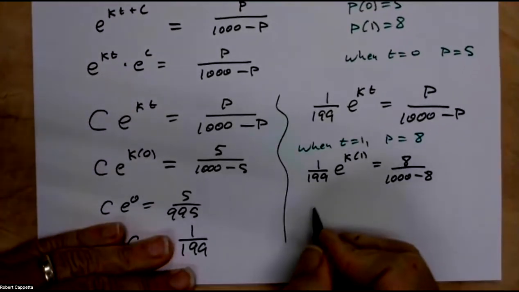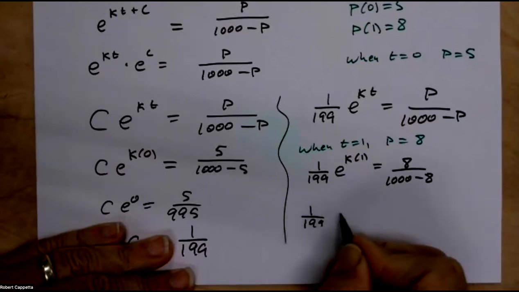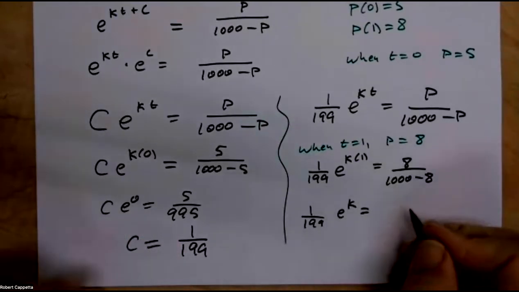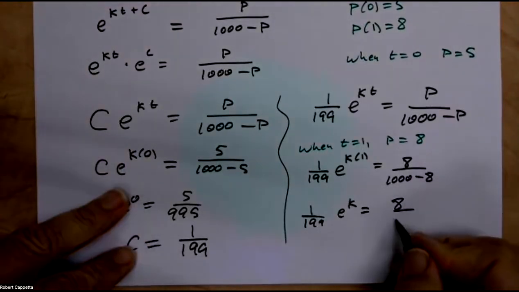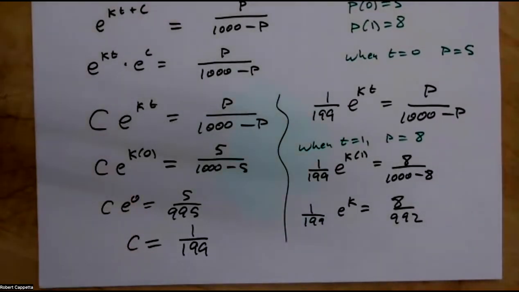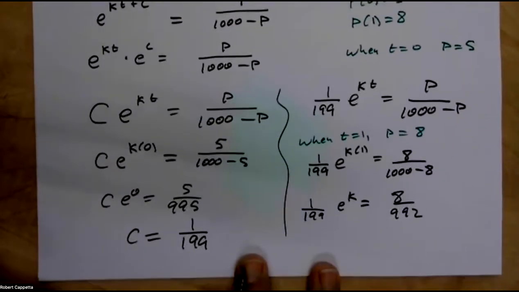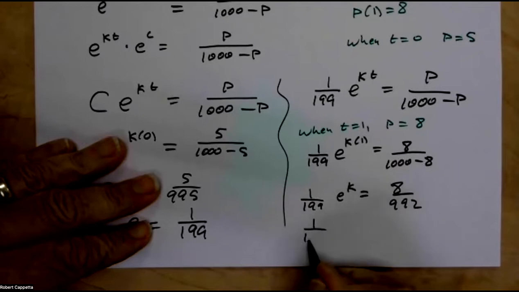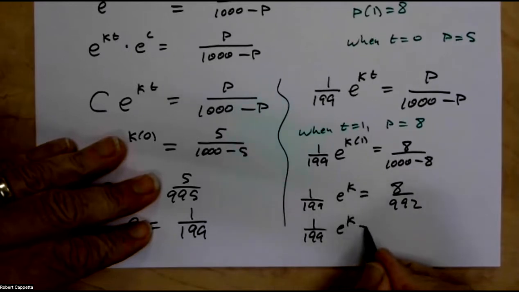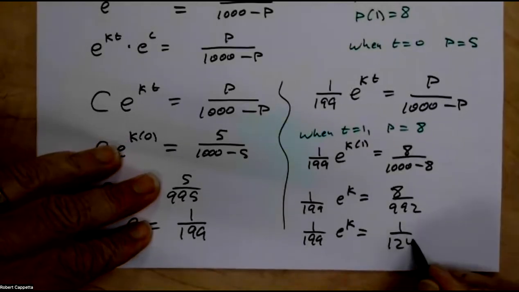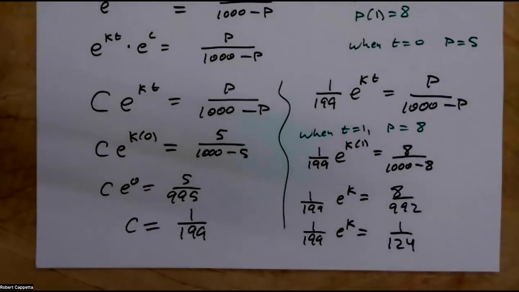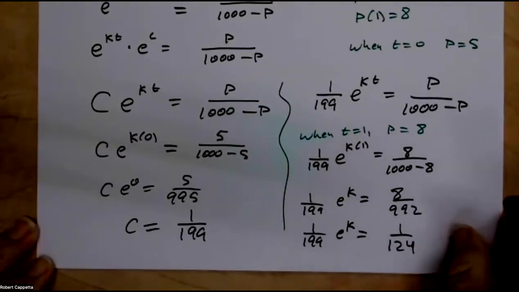So we get 1 over 199 e to the k equals 8 over 1,000 minus 8, which is 8 over 992, which reduces to 1 over 124. So we get 1 over 199 e to the k equals 1 over 124. And of course, we want to solve this for k. So let's do that, multiplying both sides by 199 and then taking a log.